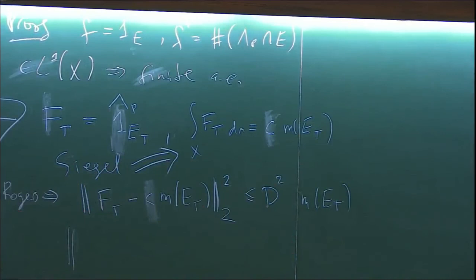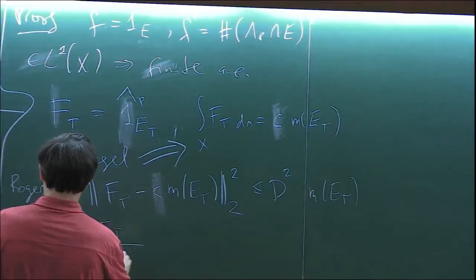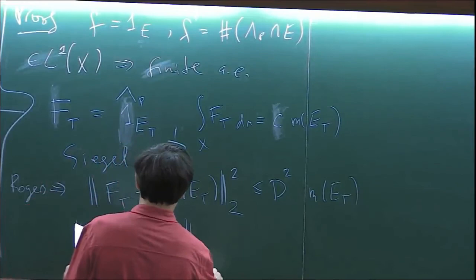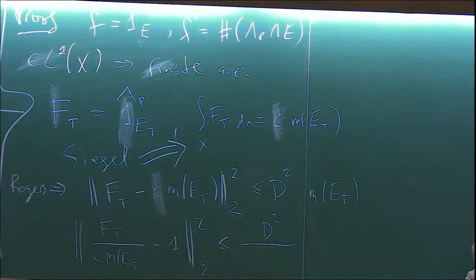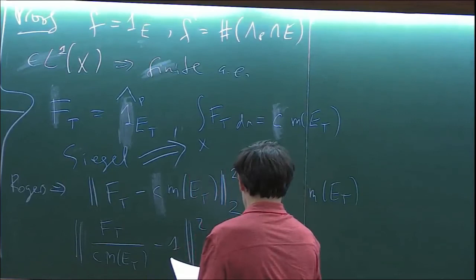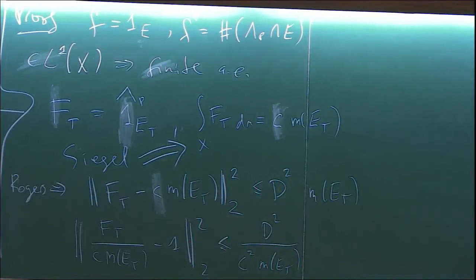F sub T divided by c times the measure of E sub T, minus 1, L2 norm squared, is bounded by d squared divided by, right, so I will also want c here, of course. So I get c squared times the measure of E sub T. Right? So what do we have? We have the variance estimate. Variance is not so big, and, as was observed yesterday, some kind of concentration.